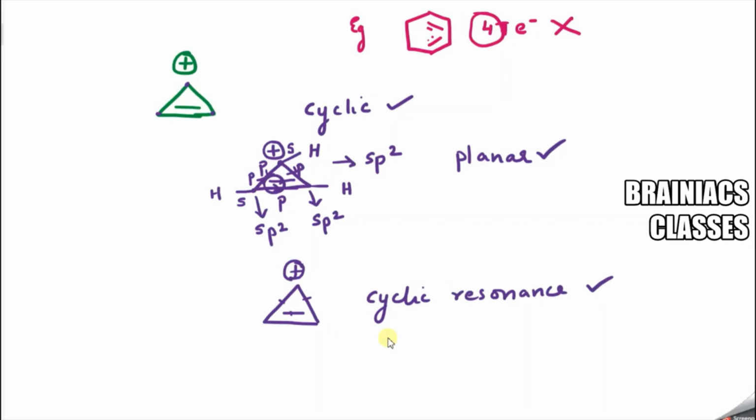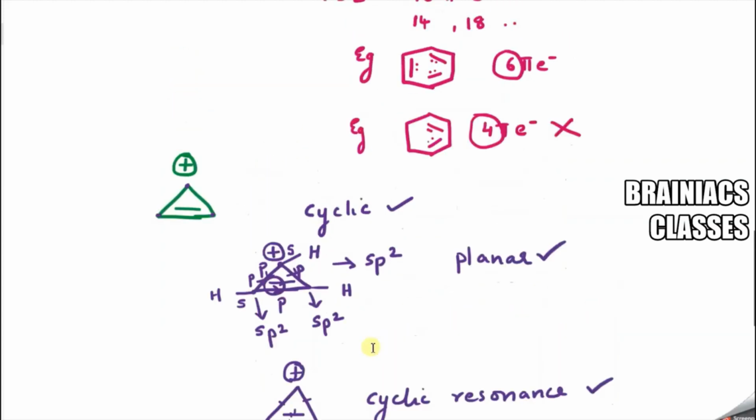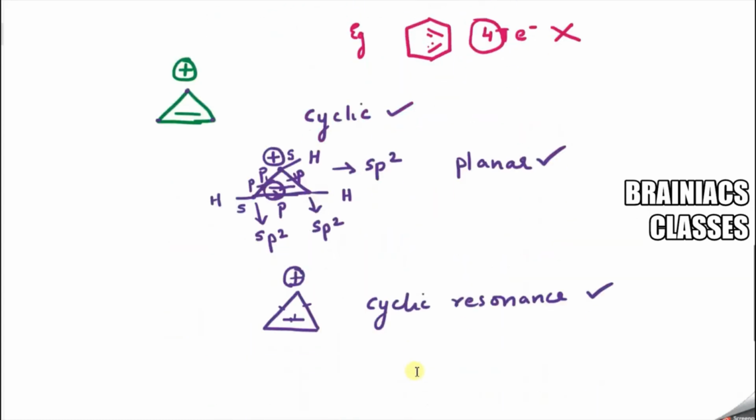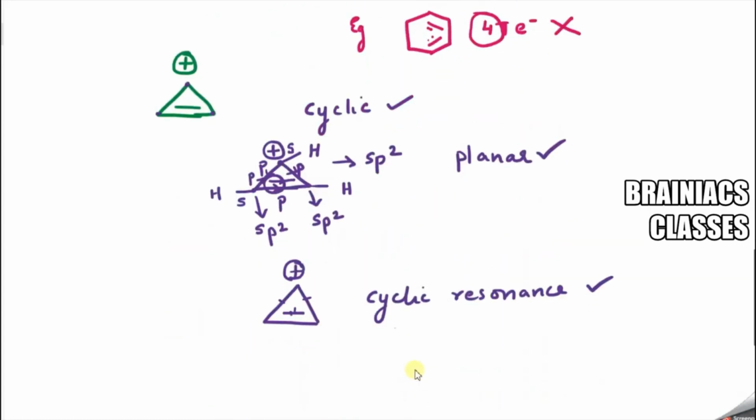Now last condition, check the number of pi electrons. Only 2 pi electrons are there. When I check in the table, yes, 2 is present here. You can see here, correct? So I can say the 4n plus 2 pi electron rule is followed. So all these 4 conditions are followed, which means this compound is actually aromatic. Understood? So this is how we will understand.